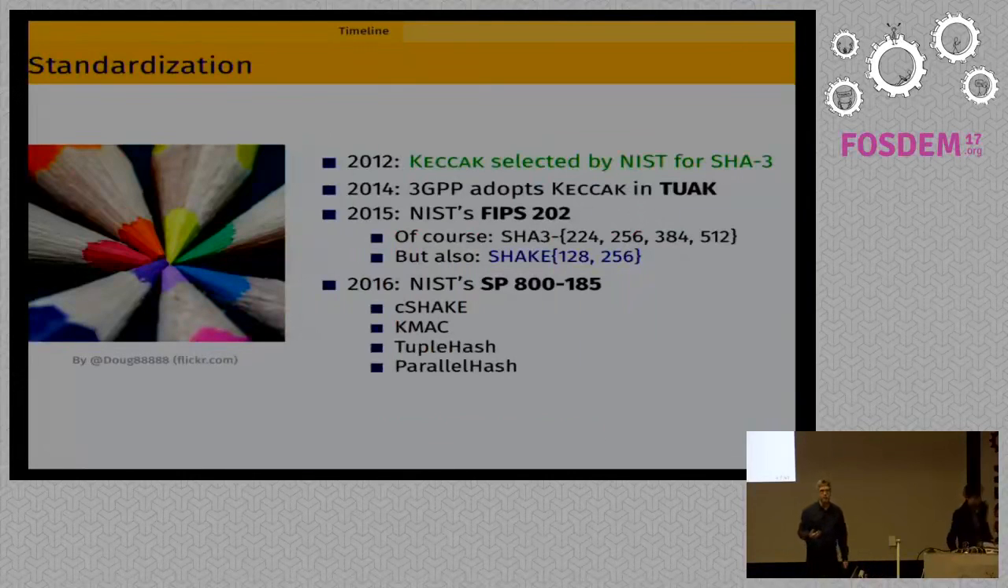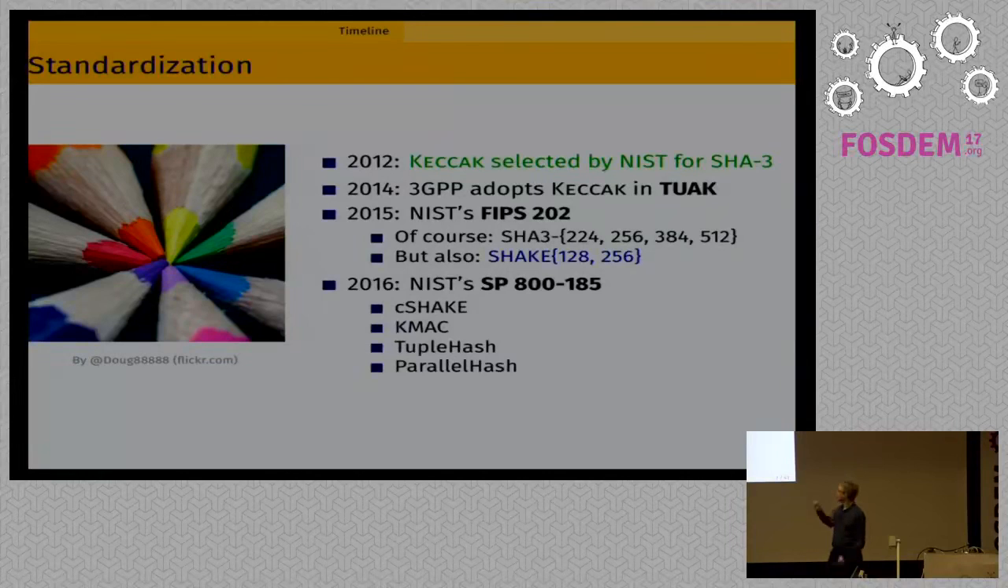Okay, so then in 2012, the contest ended with the announcement from NIST that Keccak was chosen as the winner of the SHA-3 competition. And 3 years later, it actually took 3 years for NIST to publish the FIPS 202 standard with the SHA-3 hash functions, meant as a drop-in replacement for the SHA-2 family of hash functions. But they also standardized extendable output functions, XOFs, called SHAKE128 and SHAKE256, generalizing the concept of hash functions to an arbitrary output size.